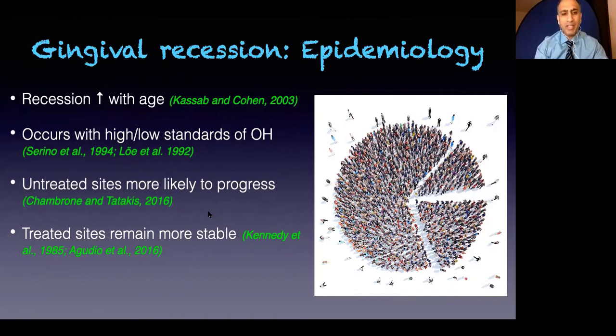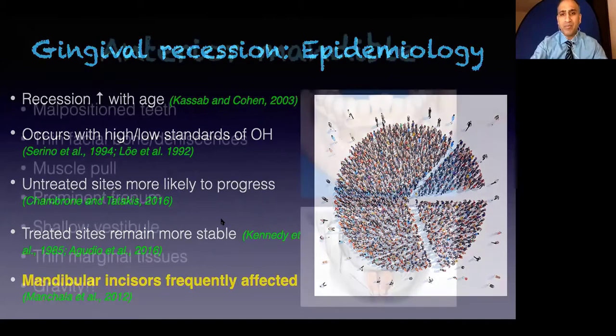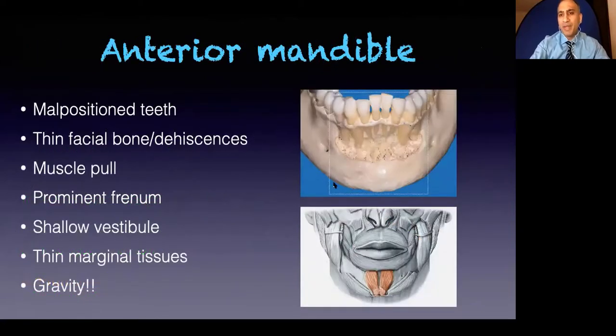But we're here today because the mandibular incisors and to some degree the canines are also frequently affected. So what is it about the anterior mandible that makes it so special? In my opinion, this is one of the most anatomically unique areas of the entire oral cavity.